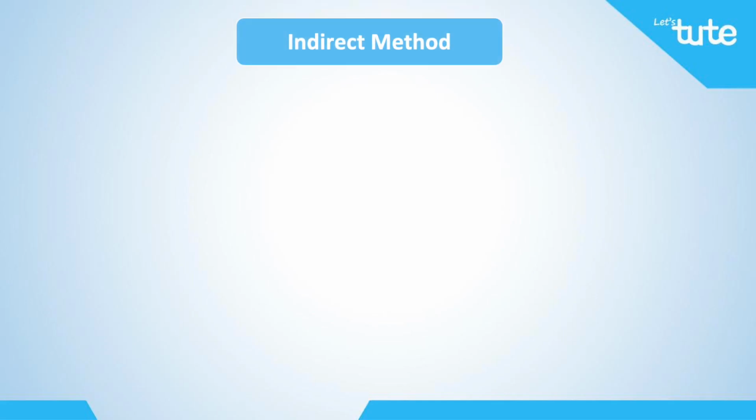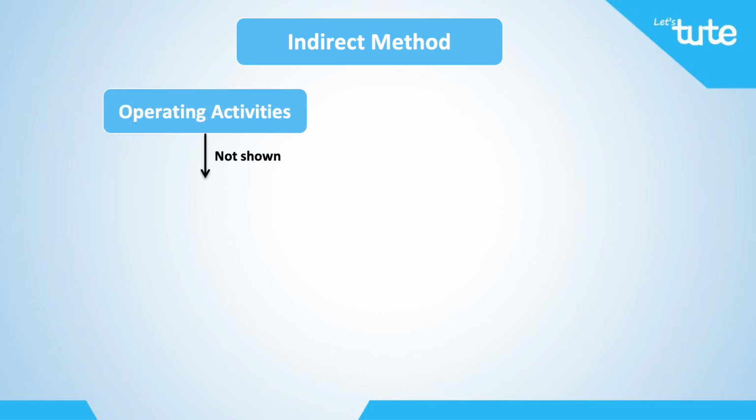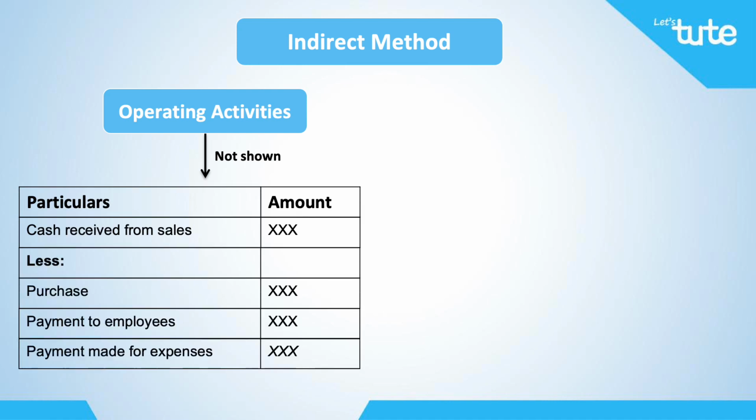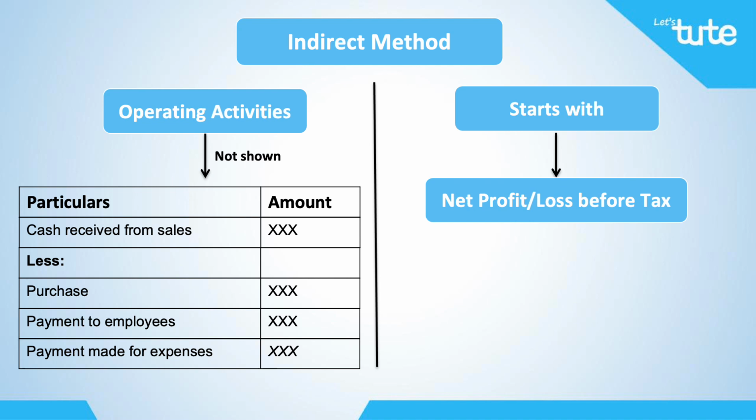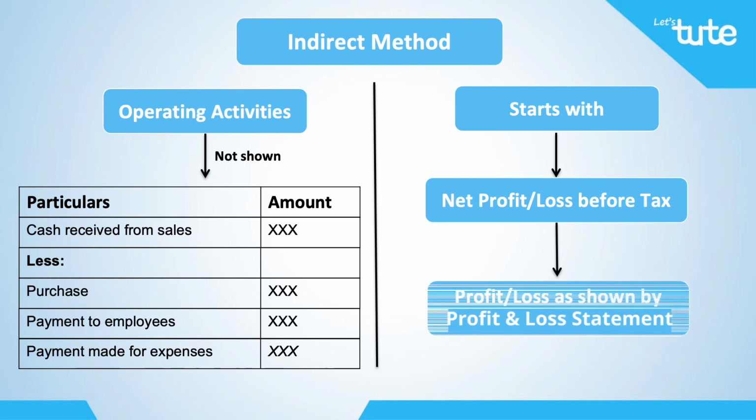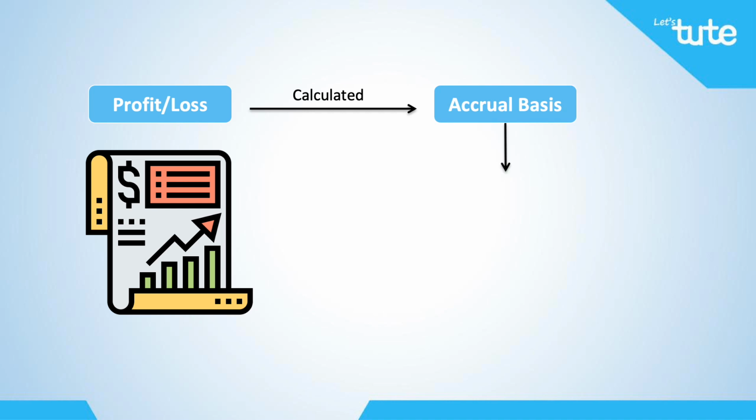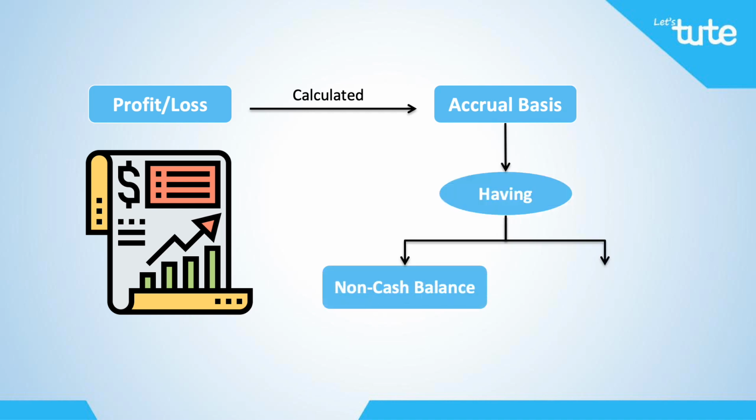Friends, under the indirect method of preparing a cash flow statement, the cash flows from operating activities are not shown directly from sales, purchases, payments to employees, payment made for expenses, etc. But indirectly, it starts with net profit or net loss before tax. Here, the net profit or loss refers to the profit or loss as shown by the profit and loss statement or the P&L statement. The profit and loss would have been calculated on an accrual basis, having non-operating and non-cash items of income and expenses also, right?